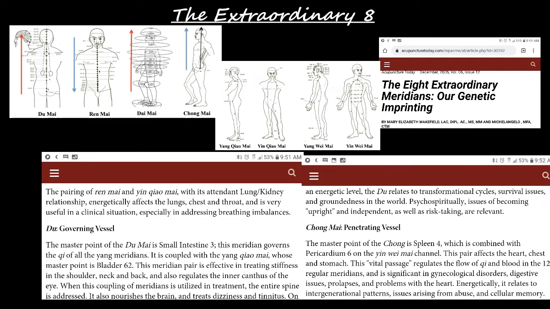Du, which is the second vessel, and it's the governing vessel. Master point is the small intestine 3. It governs all yang meridians, and it pairs with the Yang Chiao Mai, whose master point is bladder 62. When paired, it treats stiffness in the shoulders, neck, and back. It regulates the inner canthus of the eye.